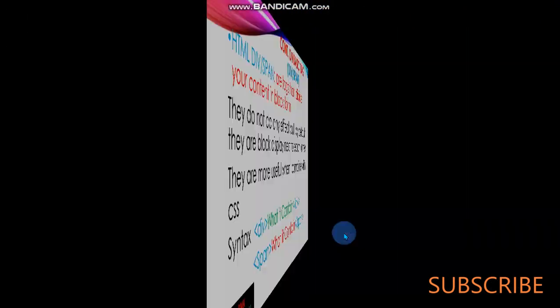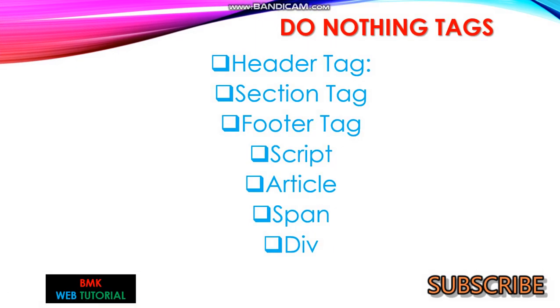Okay, so these are do-nothing tags, there are many. There are tags which don't do anything. They just help you to organize your work in your Visual Studio Code, or in your Sublime, or in your text editor, so that you will be able to know this part is the header tag, this part is the section tag, this part is a footer tag.